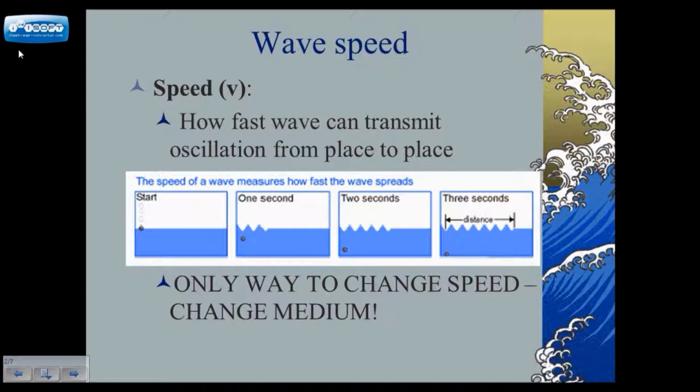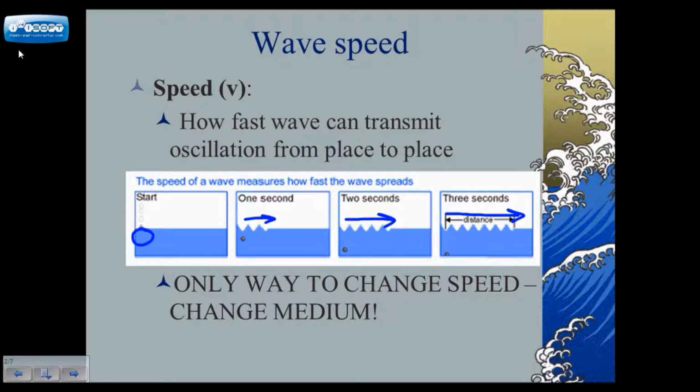So in our little picture here, we have a rock that is thrown into the water, and that rock causes a disturbance, which is a force that is applied to then cause the wave to move. And so in 1 second, it goes a certain distance. In 2 seconds, it goes twice as far. And of course, in 3 seconds, it goes 3 times as far. So we're wondering, how fast is the wave going?